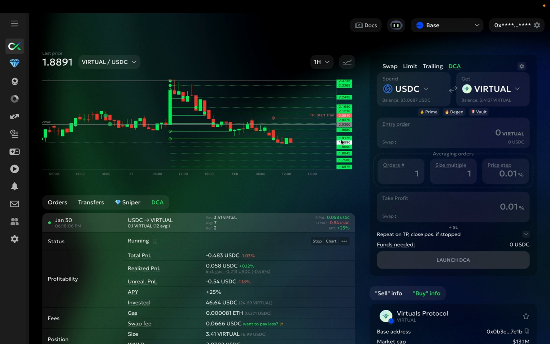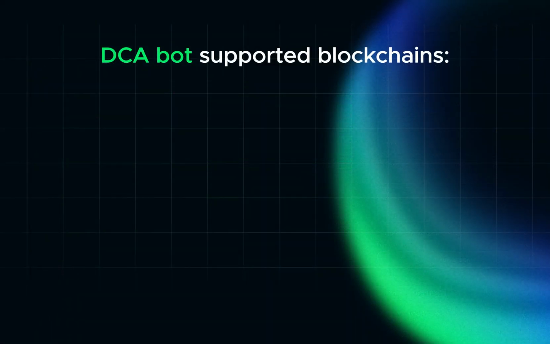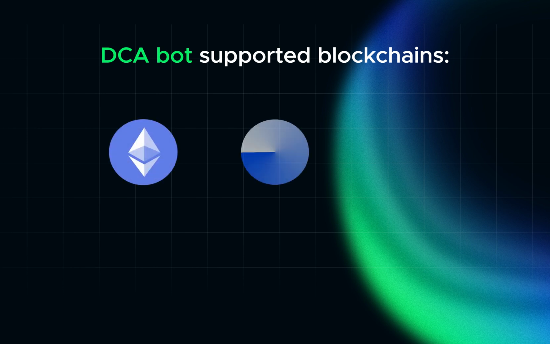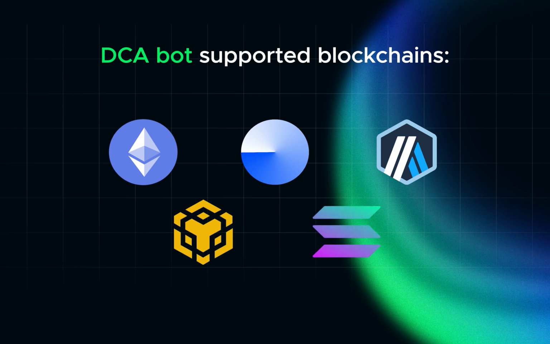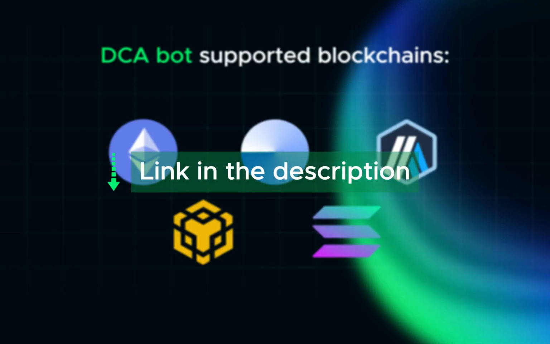at optimal prices. We are excited to become the first trading platform to offer a fully non-custodial DCA bot for decentralized exchanges. Currently, you can use our DCA bot to trade on Uniswap on Ethereum, Base, and Arbitrum, and on Pancakeswap on BNB Smart Chain with Solana support coming very soon. For the up-to-date list of supported blockchains and exchanges, check our documentation using the link in the description.